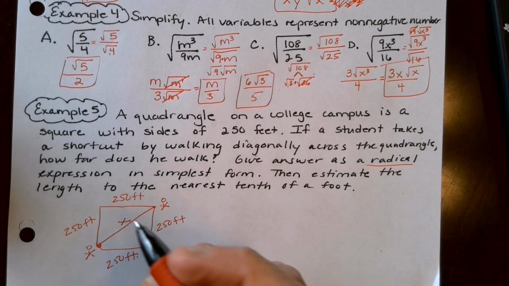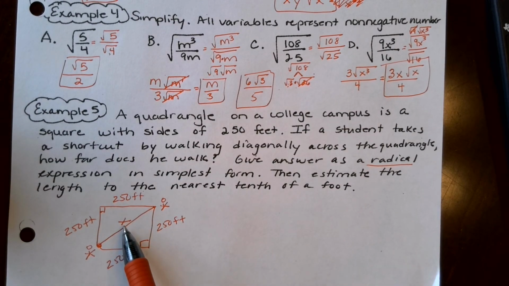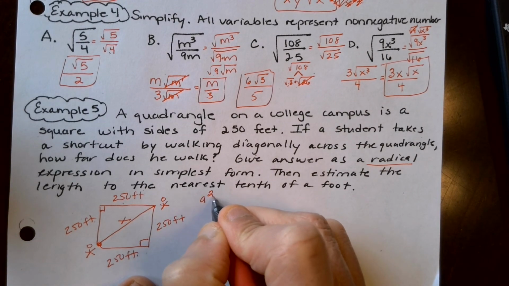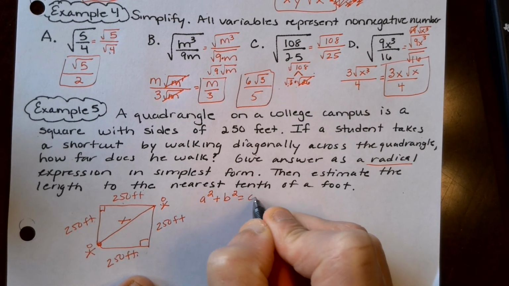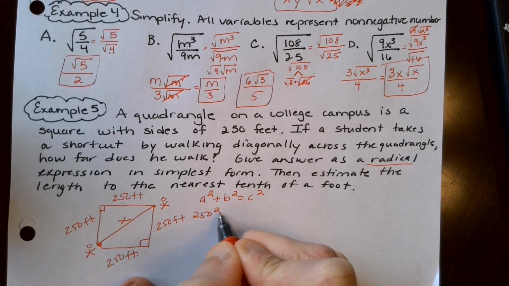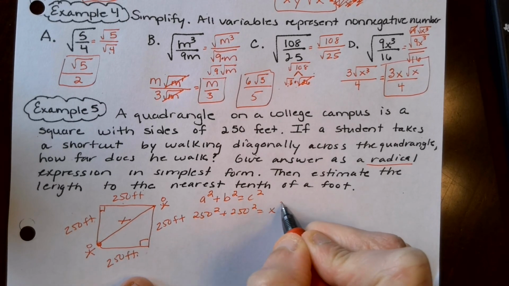Okay, so do you guys remember, if we have a square, we have right angles, don't we? Do you remember how we figure out the third side if we're given 2 of the 3 sides of a right triangle? It's Pythagorean theorem. Did you guys say Pythagorean theorem? You are right. So it's a squared plus b squared equals c squared. A and b are the legs. So we have 250 squared plus 250 squared equals we'll call it x here.